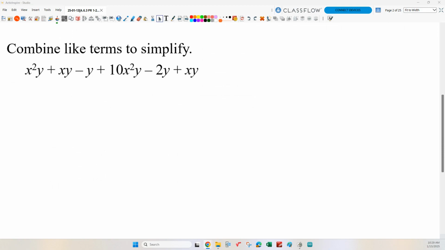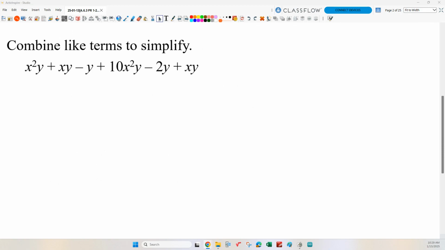So, real quick, what would this look like if we were to combine to simplify? What terms are like terms? Looks like we've got x squared y terms. How many of those do we have? Show me with your fingers. Looks like I've got two: one there and one there. So those go together. What is one of those plus 10 of those? 11 of those. So we get 11x squared y.